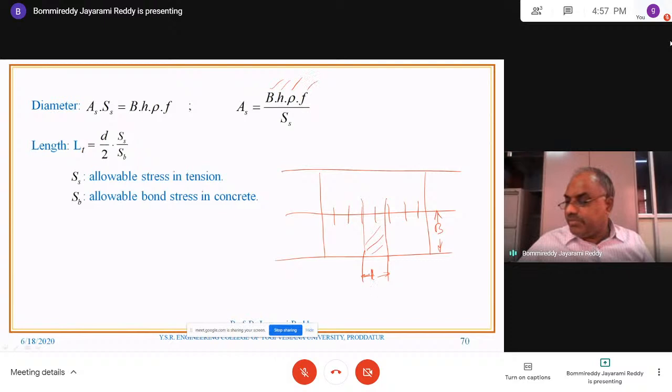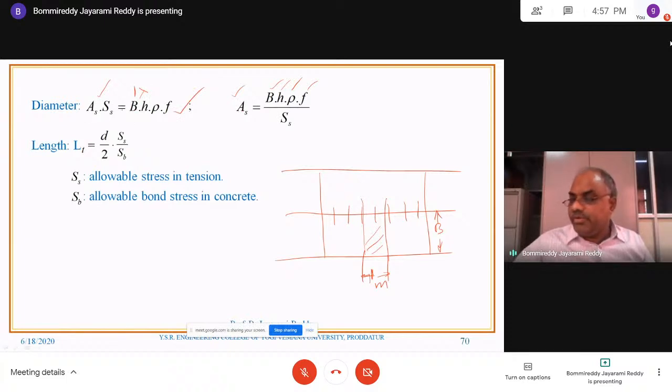You can consider 1 as 1 meter. So what is this called? This entire thing is called the frictional resistance. Now here L will be taken as 1 meter. L into B into H into rho, that is the weight, multiplied by the frictional coefficient. That means for 1 meter, this is the frictional resistance. Friction induced. What is the resistance? Resistance is by means of the steel, that is As multiplied by Ss, and from this you can find out the As value. Don't remember this formula, always try to understand this.